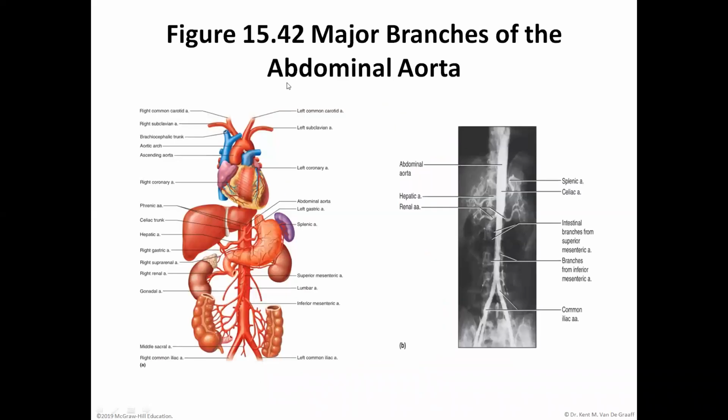Now, when we start looking in a little bit more detail at the major branches of the aorta, remember that we call this the descending aorta, but it has sections to it. There's technically the thoracic aorta and the abdominal aorta. When you look at the abdominal aorta, you'll see that there are several branches that come off to supply blood to various organs. So for instance, you'll see the hepatic artery that's going to give nutrients and oxygenated blood to the liver. You're also going to see the splenic artery that gives blood to the spleen.